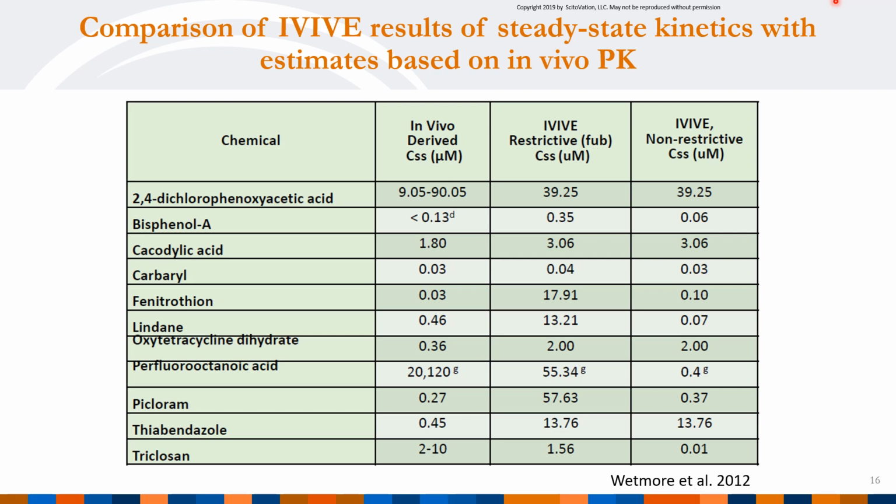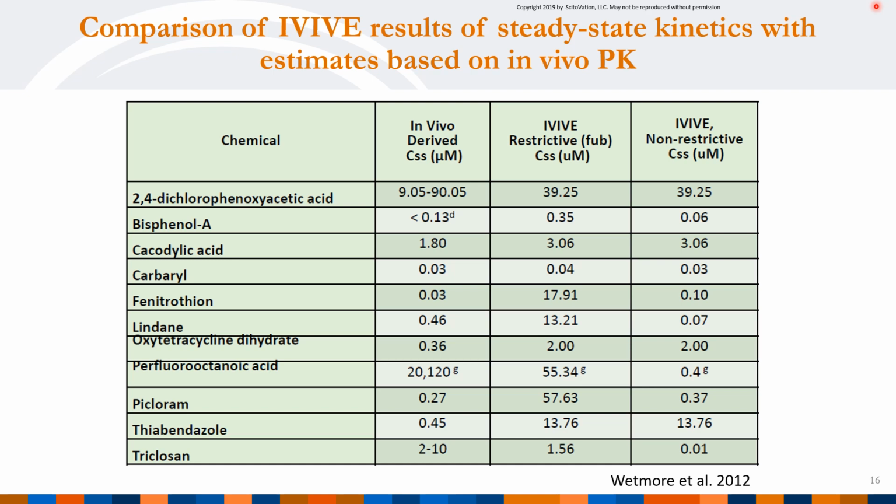So these predictions were comparable to the concentration at steady state values derived from published models. So you can see carbaryl, for example, the values are really similar. Bisphenol A is also in the same order of magnitude, and this one also, same thing. But out of the 4 remaining chemicals, the IVIVE model significantly over-predicted the concentration at steady state.